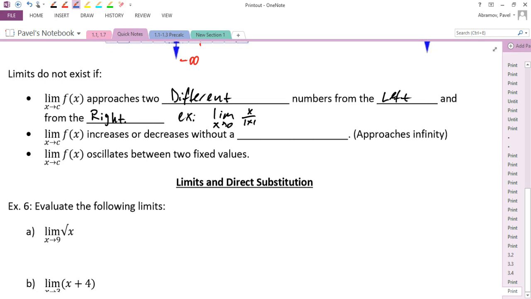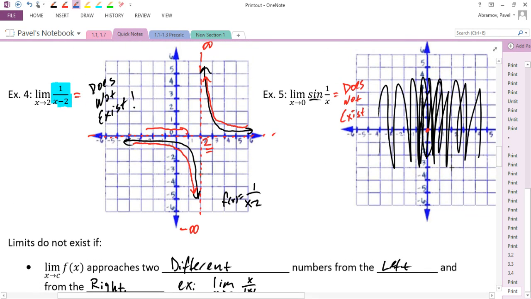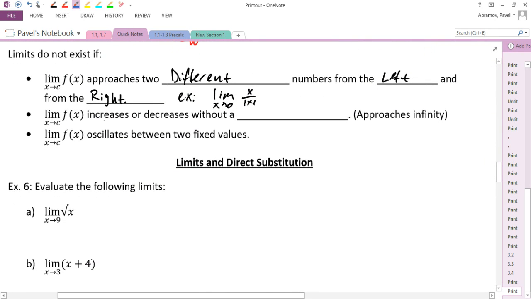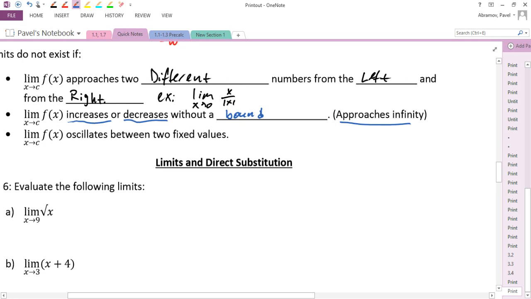The second one is the one that we just discussed in example 4, where your graph goes all the way down and all the way up as x approaches a particular number. So the limit as x approaches c of f of x increases or decreases without bound, or in other words, approaches infinity. An example of this is the limit as x approaches 2 of 1 over x minus 2. And the last one is the one with the sine function, whenever it oscillates between two fixed values. Once again, you don't need to worry about this.